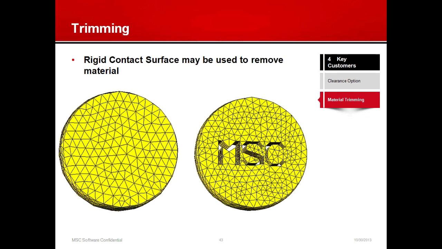Finally, the last thing I want to talk about is an option called trimming. We have reintroduced this capability. What it allows you to do is to have a load case where we say that our rigid surfaces are used to remove material, and then we use the global adaptive meshing capability to mesh the area, remove the material, and generate a fine mesh. So here we used 3 trimming load cases to trim out the letters MSC from this particular model.